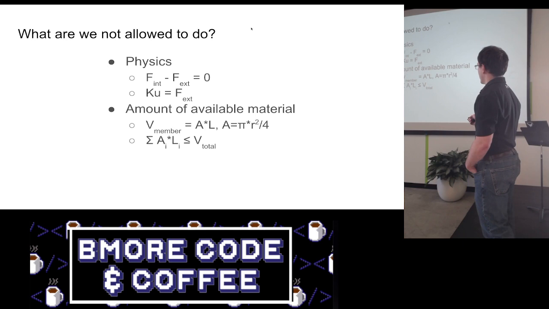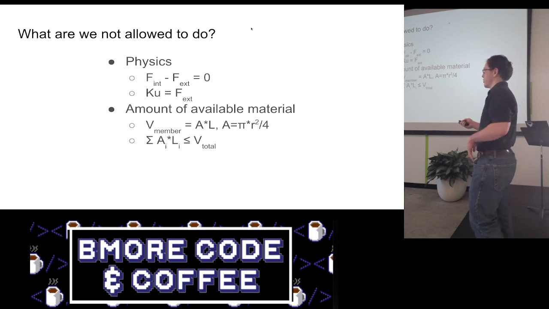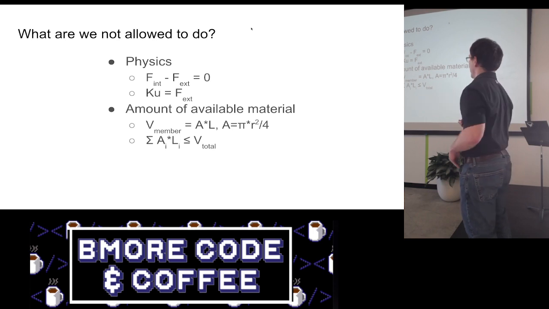Is all the areas times all the corresponding lengths. And that'll give us the total volume for the structure at a given iteration of the optimization.